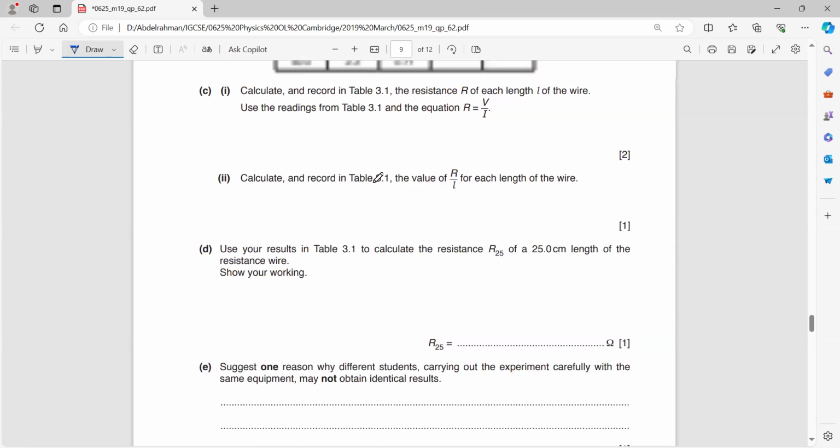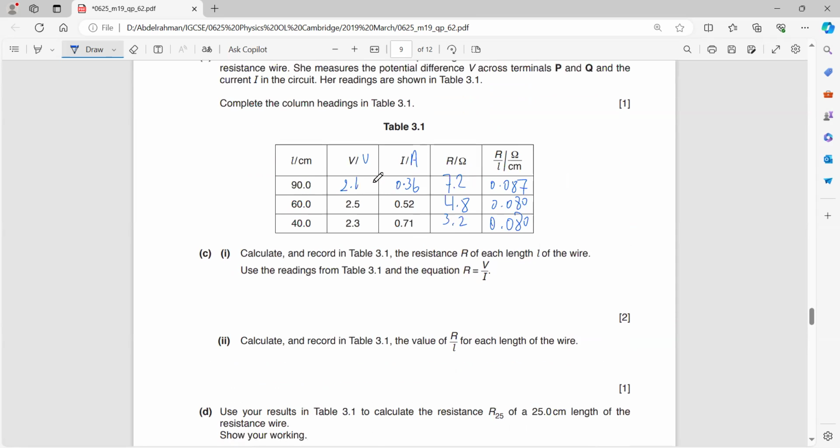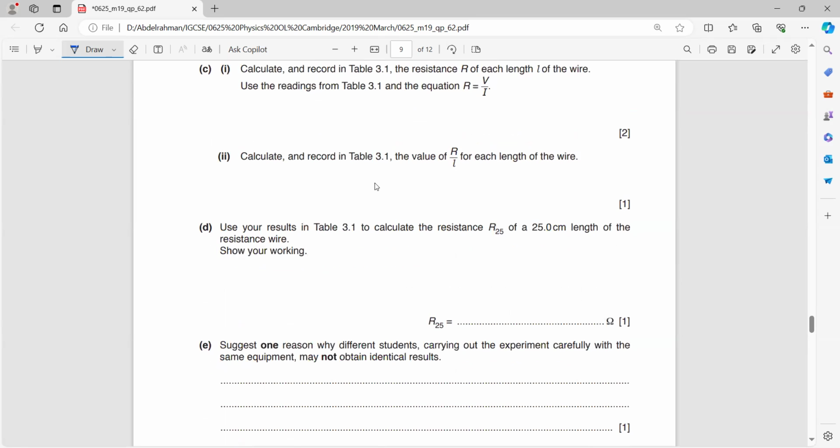What do I mean? For example, I'll take the readings of the 40 and 3.2. When the length was 40, the resistance was 3.2. What if the length becomes 25? Can I calculate the resistance? Yes, I can cross multiply it. 25 times 3.2 divided by 40 would give me a total resistance of 2.0 ohms. Okay, this is easy.